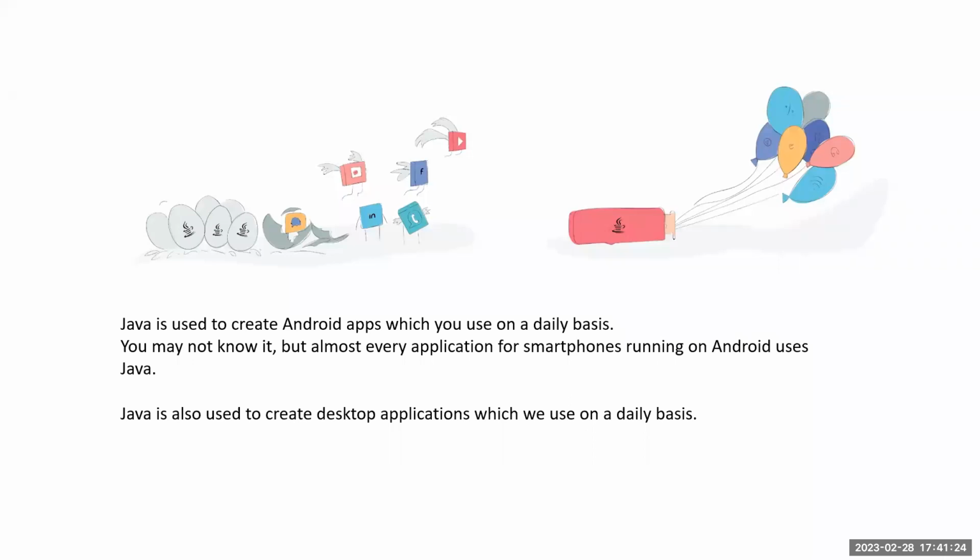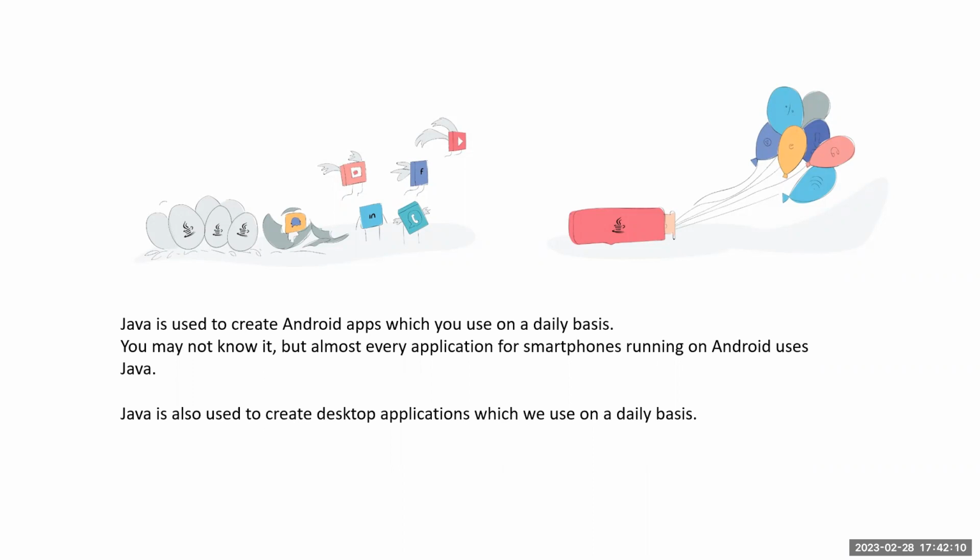Java is also used to create desktop applications. Nowadays we are not using desktop applications that much, but there are still some that we use. If you want to listen to songs on your computer, you open that music file, and there is a music player to execute that file. That music player is called a desktop application. Most of the desktop applications you see are built on Java.